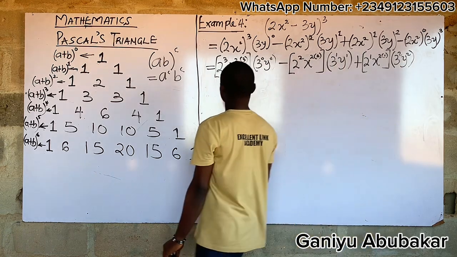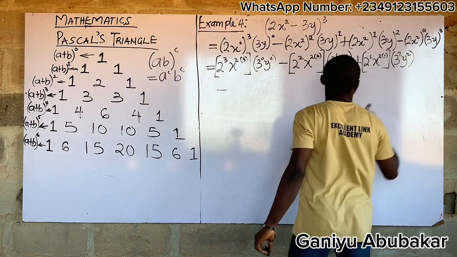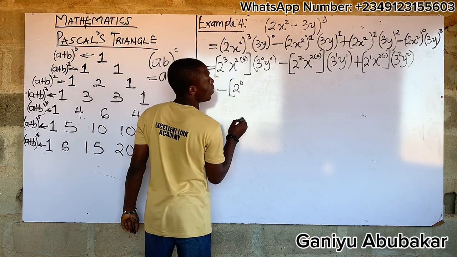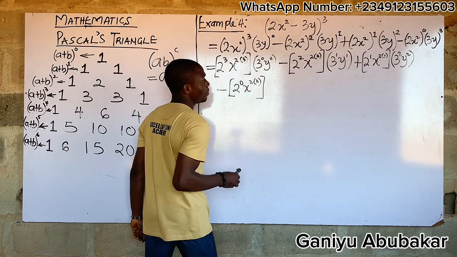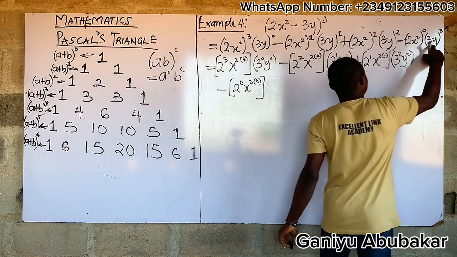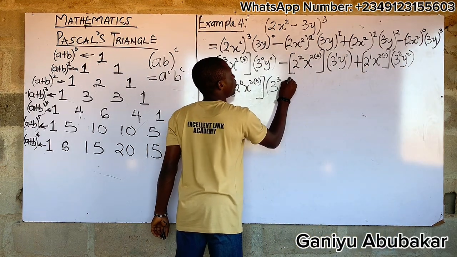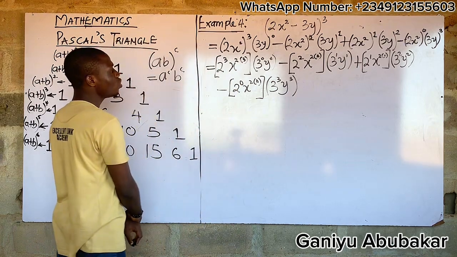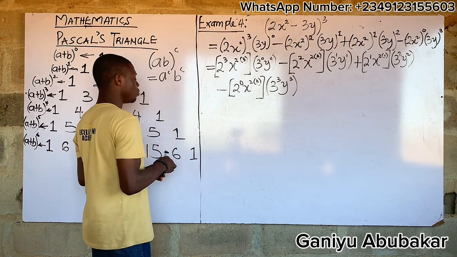Minus, let me put the minus here. Minus. For here I'll have into 3 to the power 0, x squared into 0. I have this one here. So this is 3y cubed. That becomes 3 to the power 3, y to the power 3. All right, I have this one here. What's the next task from here? My next task from here is quite simple. What do I do next?